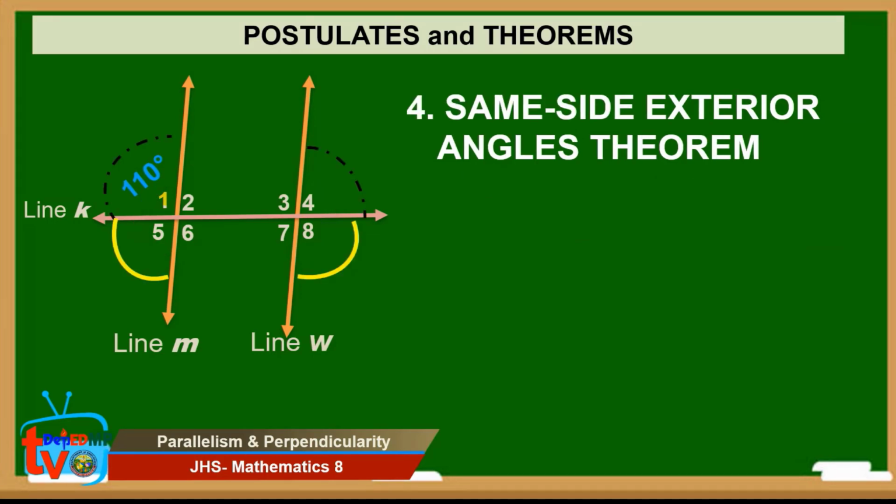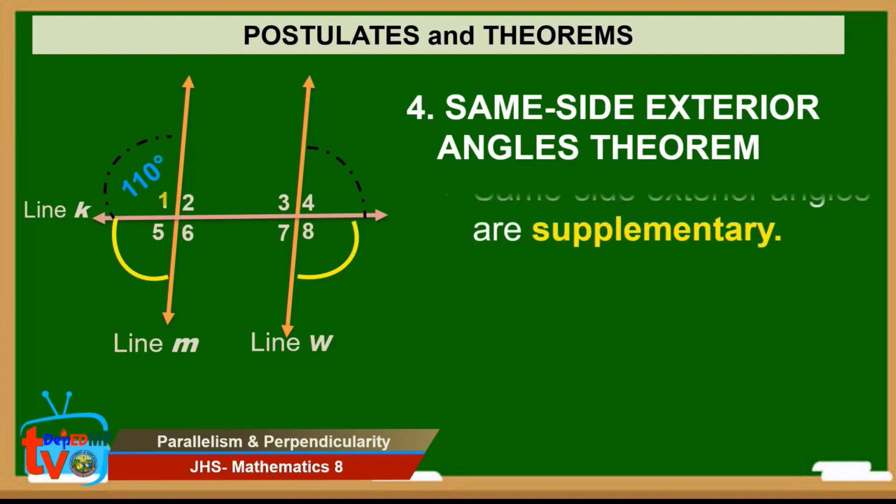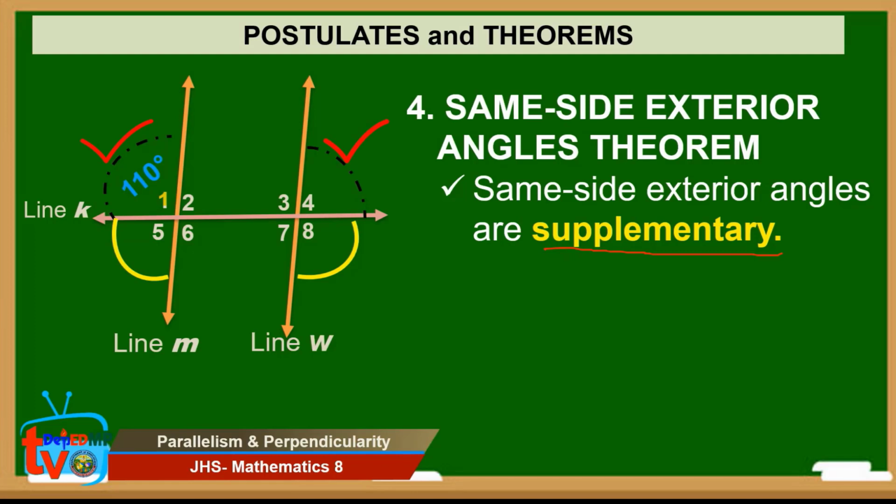Number 4. Same side exterior angles theorem. This states that if two parallel lines are cut by a transversal, then same side exterior angles are supplementary. From our figure, we can see that angles 1 and 4 are a pair of same side exterior angles. Therefore, angle 1 plus angle 4 is equal to 180 degrees.